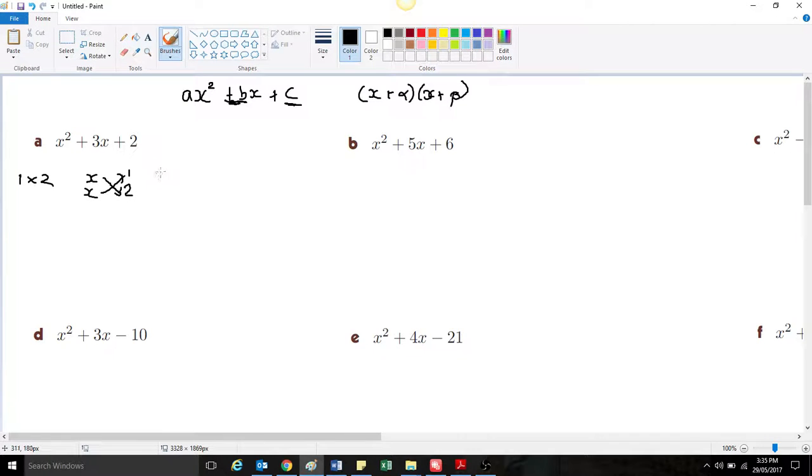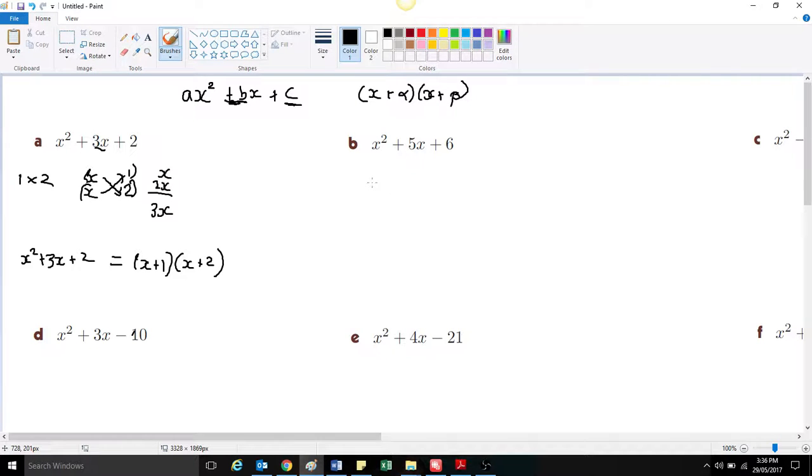So if we go x times 1, that's just going to give you x. And if we go x times 2, that's going to give you 2x. And we can see that x plus 2x is 3x. That's what we have here in the middle. So we have x squared plus 3x plus 2 is equal to this bracket, x plus 1, times this bracket, x plus 2. So if we were to expand this using FOIL, this is what we would get.